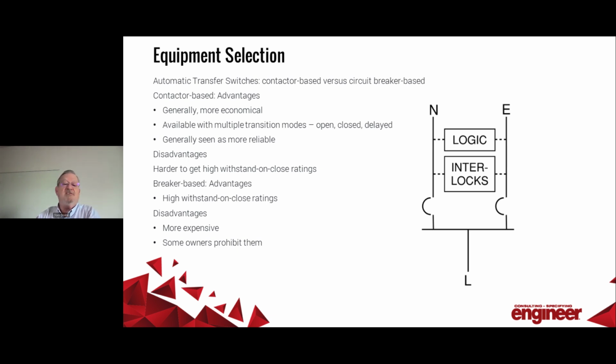The circuit breaker-based switch uses two circuit breakers to switch between utility and generator, and it relies on internal logic to ensure that exactly one circuit breaker is closed at any particular time.